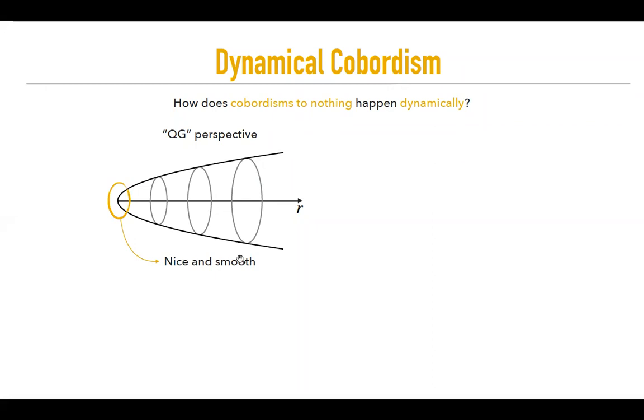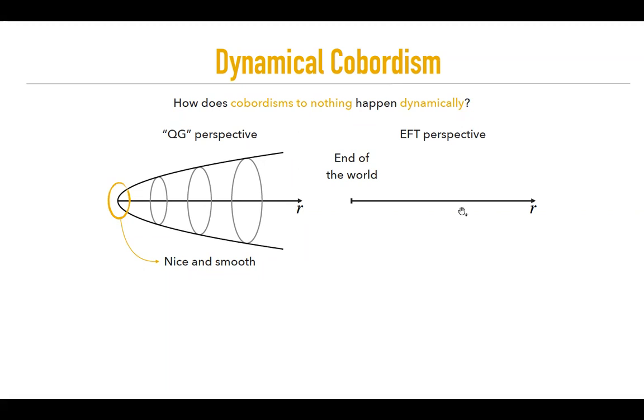Something important about this background, which is sort of like Witten's bubble of nothing, is that it is nice and smooth. If you look at it as a 5D, higher dimensional background, this is smooth. There is nothing wrong going on here. Now, if I go to the previous part and again to the effective field theory perspective, what I have is that I no longer have this radius here, and what I have is only the radial coordinate.